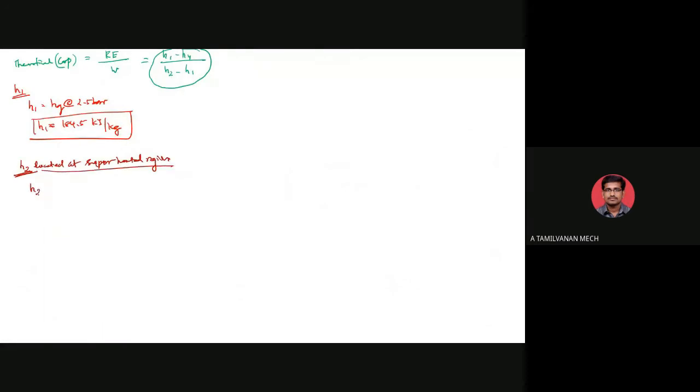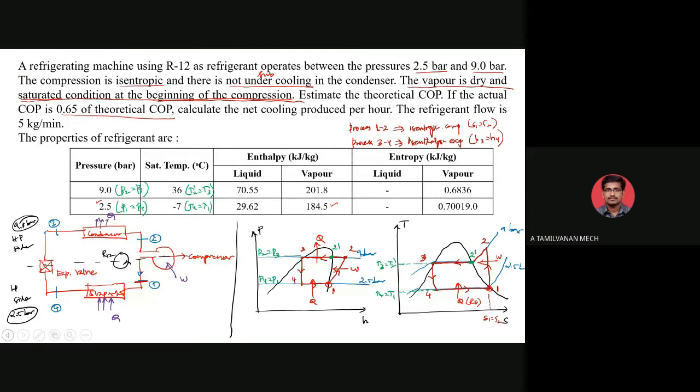So H2 is equal to H2 dash plus Cp into T superheated minus T saturated. Already I told you, this H2 dash we already know from the table, because H2 dash is located in the saturated region, at a pressure of 9 bar and temperature of 36 degrees Celsius. From that you are going to calculate H2. It is the point number 2.